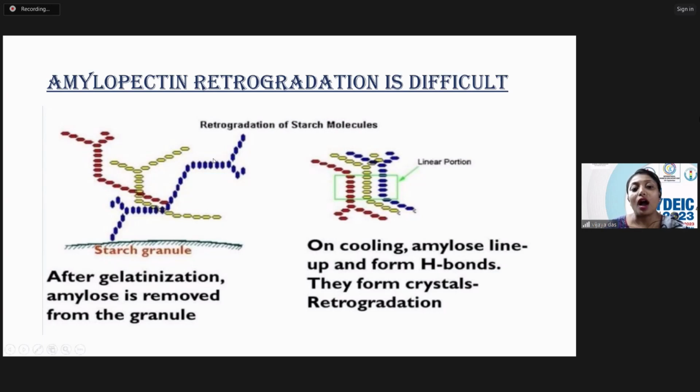So while we cool any form of gel, it will undergo a stage which is called retrogradation. Now, this retrogradation makes sure that there is hydrogen bond formation, which makes the molecule very dense and there is a slow release. But this phenomenon fails to happen when the amylopectin concentration remains high.